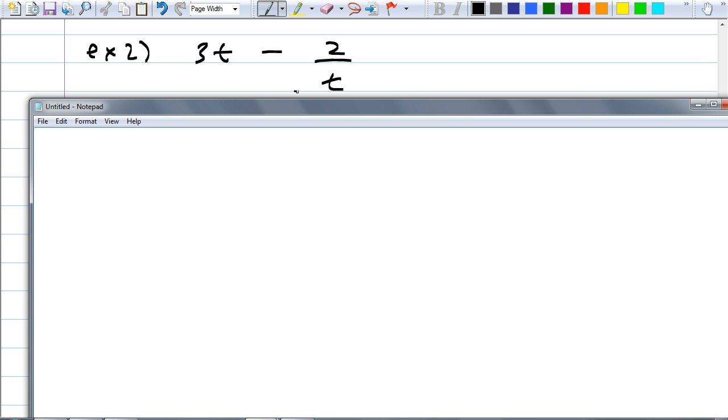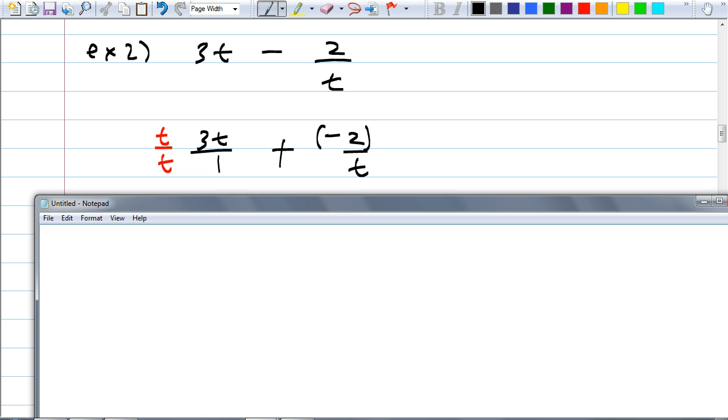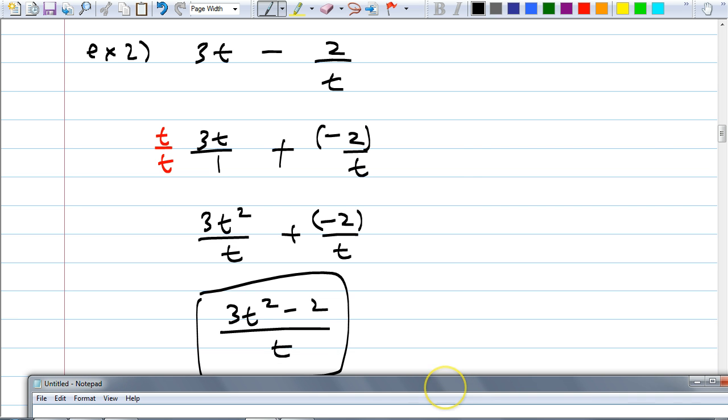Thomas, what are you going to do? Multiply 3t over 1 by t over t. Exactly. So you get a common denominator, right? Okay, everybody go ahead and finish up. What do we get? Darren, what do I get when I do this? You get 3t squared minus 2 over t. That's right, 3t squared minus 2 over t. Isn't that nice? So when you have a mixed expression, it's easy to get the least common denominator, because one of them is going to be 1, right?